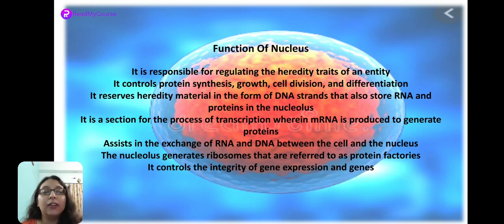For example, we have features like our parents. Maybe I look like my mother. Maybe I have hair like my mother. So how does that happen? That happens because of these chromosomes, because of the genetic material, because of the DNA. Okay, parts of them are transferred from the parents to the offsprings. And that is why we look like them. So the most important part is it regulates the hereditary traits.